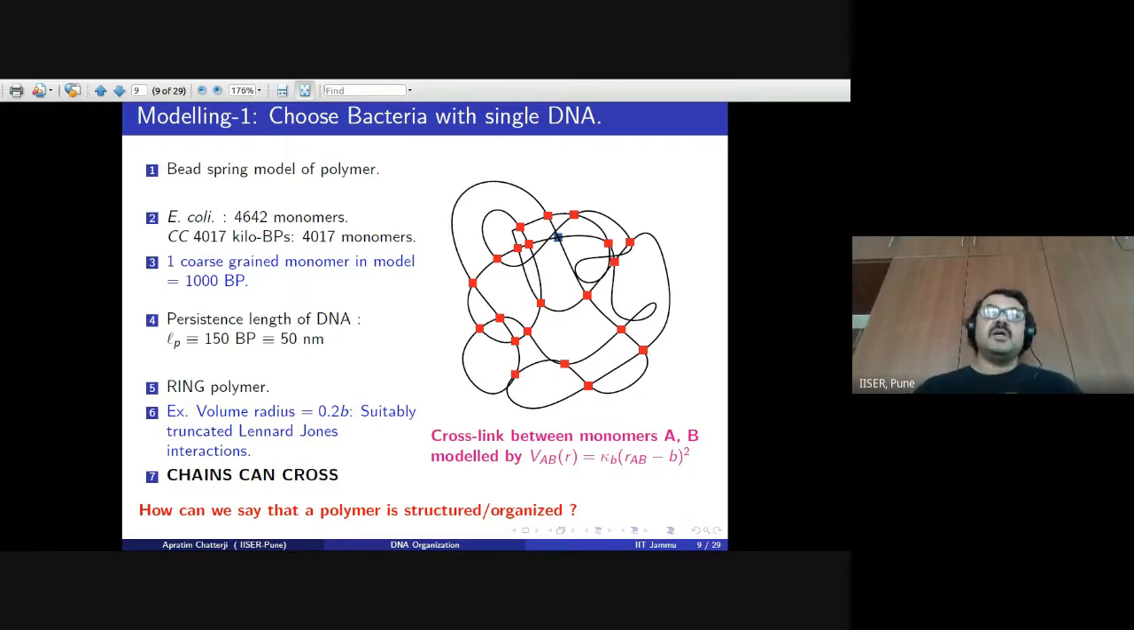And furthermore, we can estimate that the length scale of each bond in our simulation is around 100 to 150 nanometers, and we are looking at organization at the micron length scale. The DNA polymer is a ring polymer. We allow excluded volume interaction, but the excluded volume interaction is extremely small. The radius is only 0.2 times the bonds between the beads, which we model by suitably truncated Lennard-Jones interactions. As a consequence, chains can cross.